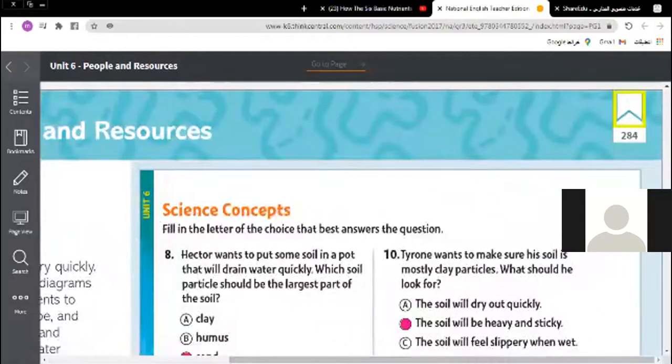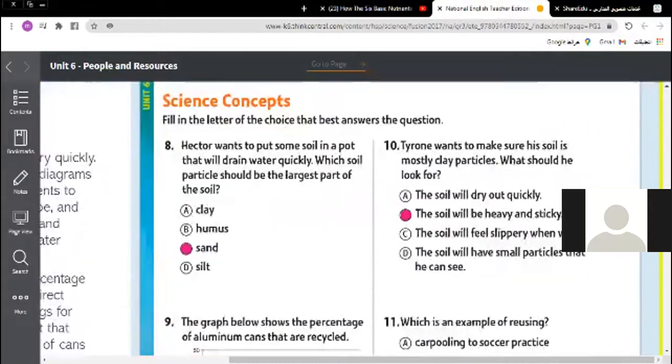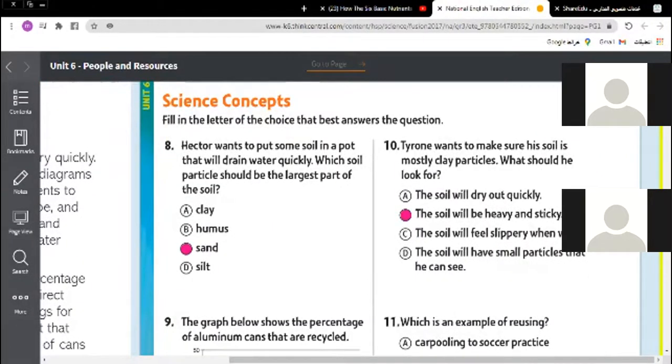All right, number 8, Saleh. Hector wants to put some soil in a pot that will drain water quickly. Which soil particle should be the largest part of the soil? Sand. Why? Why didn't you choose clay, humus, or silt?